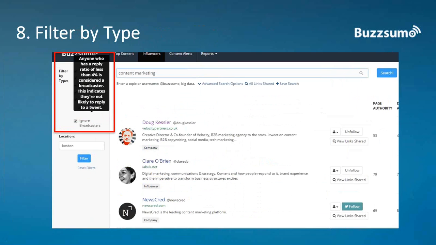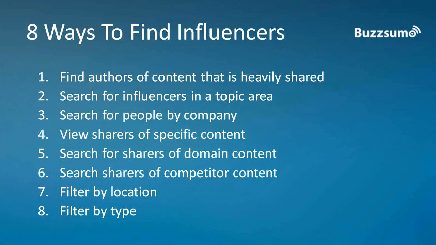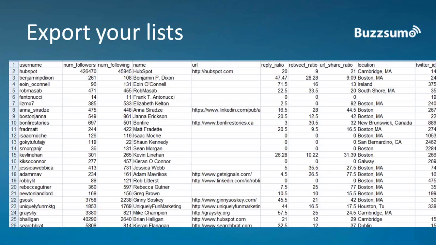Then there's a lot of analysis we want to do about those influencers. Whoops, there were actually 9, so I could filter by type and actually the broadcaster. So that's a quick summary of how to find them, and as I say, I'll share the slides.